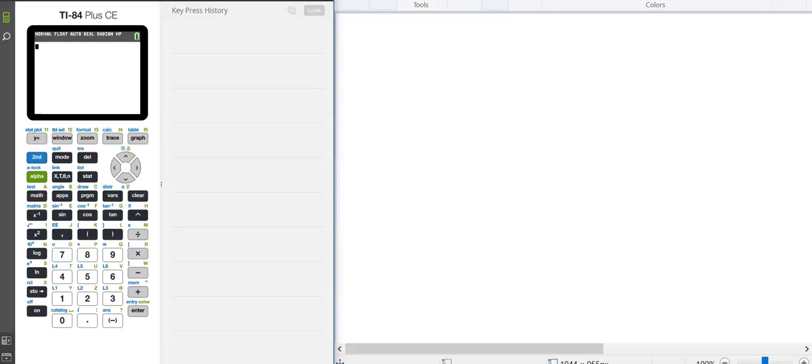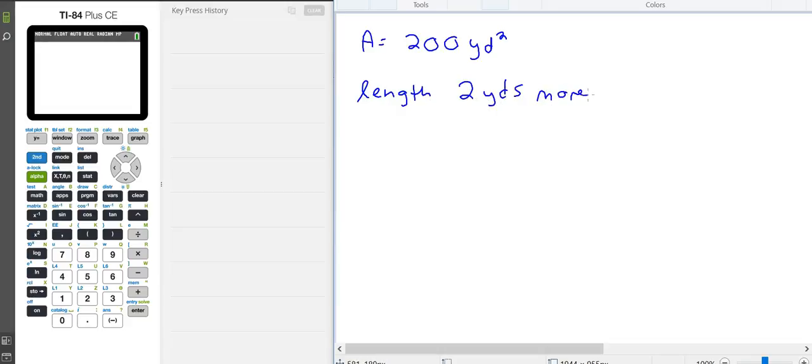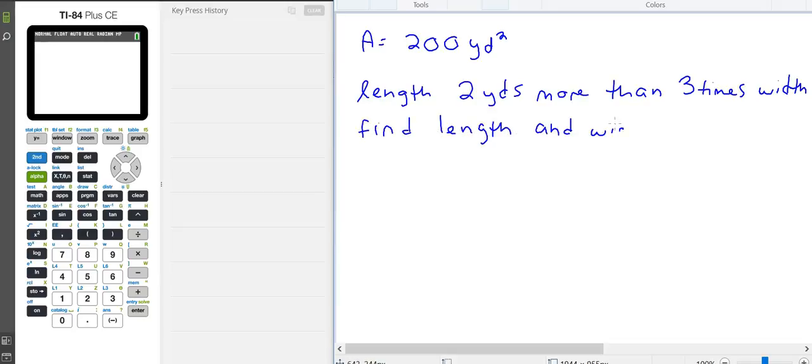Let's say somebody's planting a garden and they want the area to be 200 square yards. And they want the length to be 2 yards more than 3 times the width. And we want to find the length and the width to the nearest yard. So the first thing you want to do when you get these word problem questions is always draw a picture. So let's draw a picture of the garden.